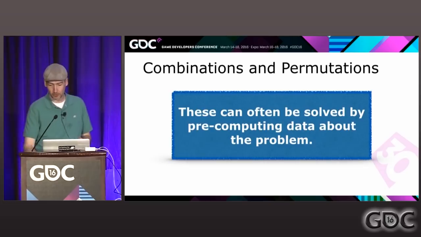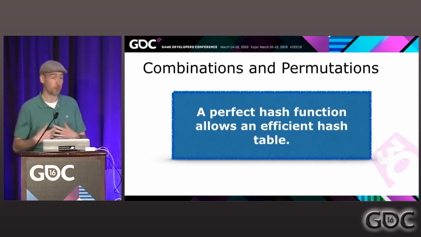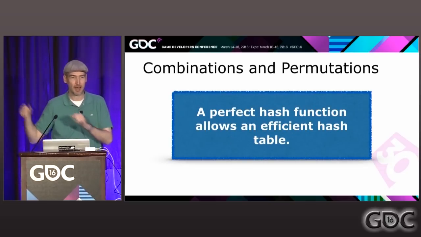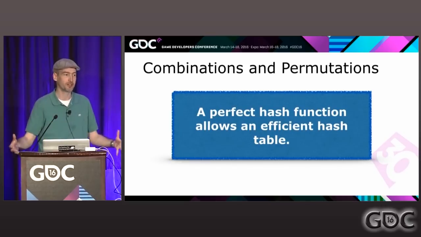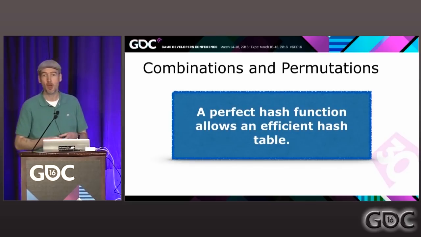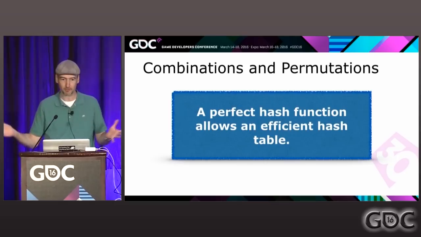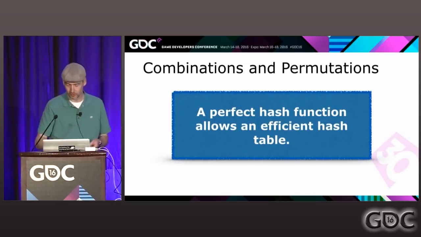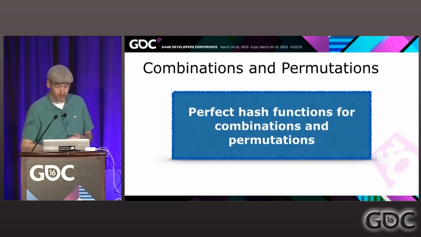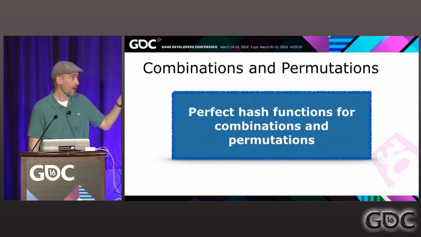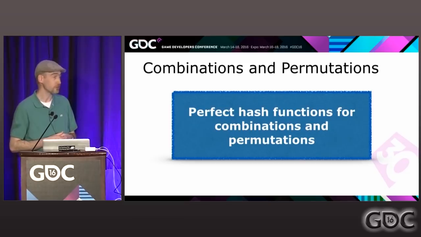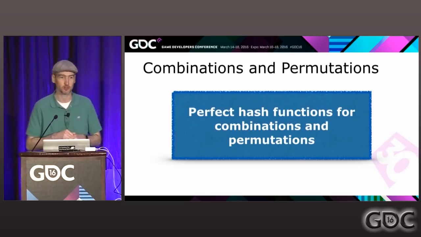And if I'm doing that sort of computation, then what I want is a perfect hash function, because this will allow me to do a direct mapping from these permutations to an efficient use of memory where I don't need to use chaining or other things in my hash tables. It's just a one-to-one mapping from my combination to some sort of thing in memory. And so what you're going to learn in this talk is how to build perfect hash functions for combinations and permutations.